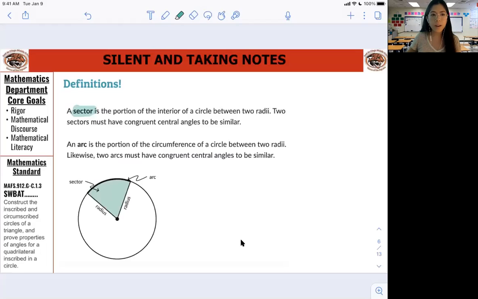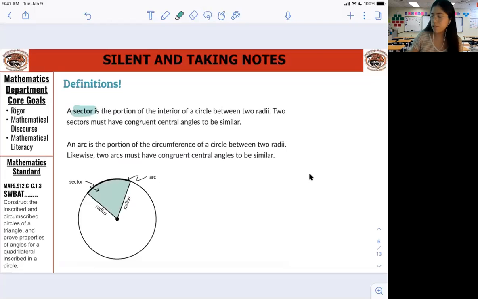Which one? Sector. Can I read both? Sure. Start with sector though. A sector is the portion of the interior of a circle between 2 radii. Two sectors must have congruent central angles to be similar. An arc is a portion of the circumference of a circle between 2 radii. Likewise, 2 arcs must have congruent central angles to be similar.